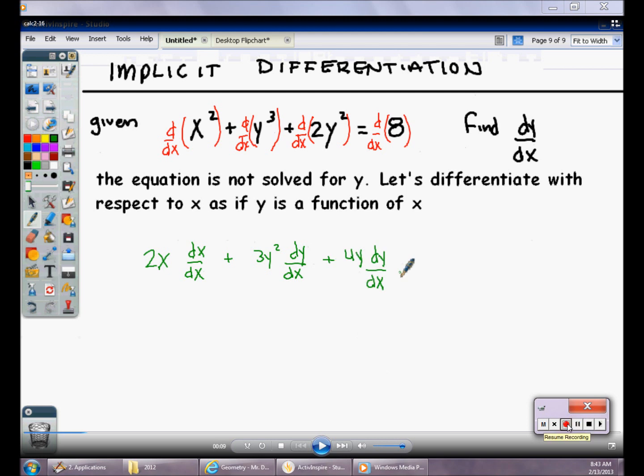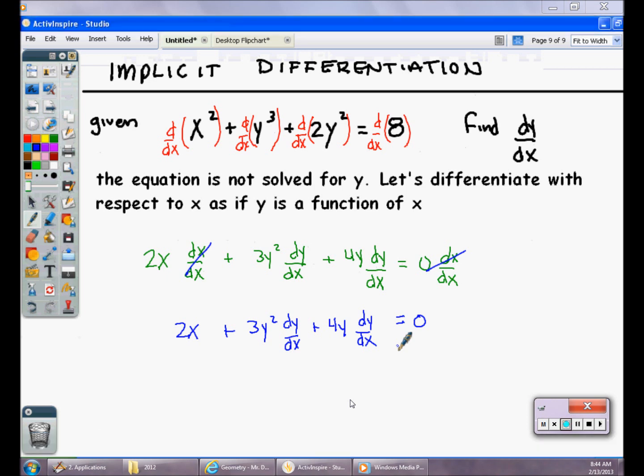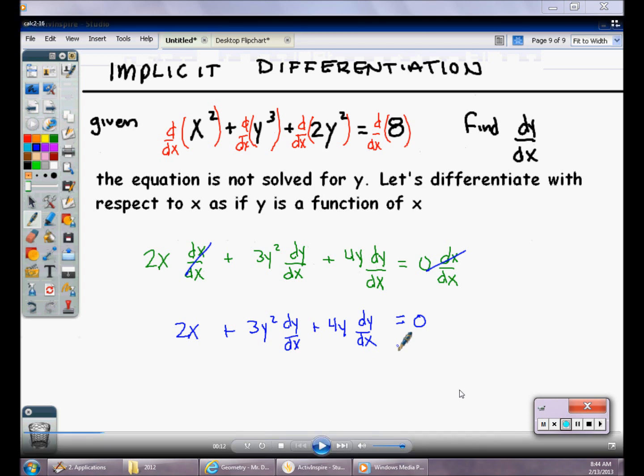Take the derivative of 2y squared, which would be 4y. I took the derivative of a y variable with respect to x, so I notate that afterwards dy dx. And take the derivative of a constant, which is 0. Everywhere I see dx over dx, I can just remove those. Anything over itself is 1, so dx over dx drops off. And of course, 0 times dx over dx is still 0.